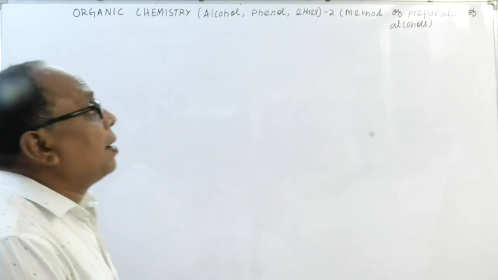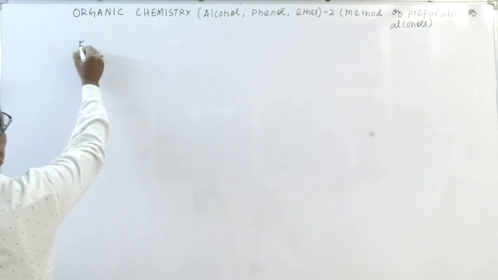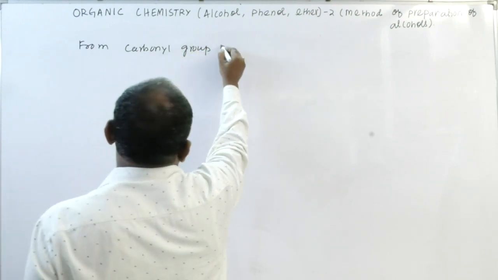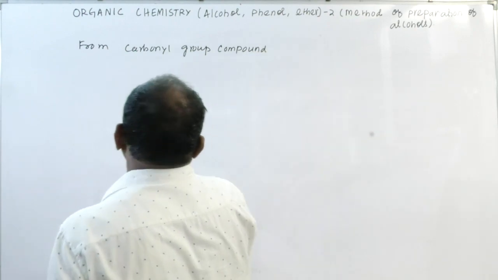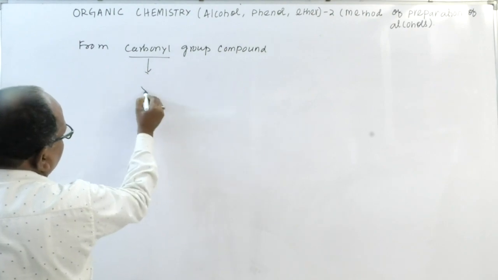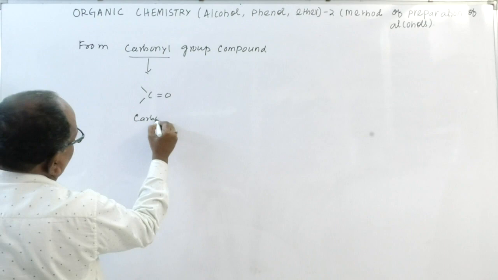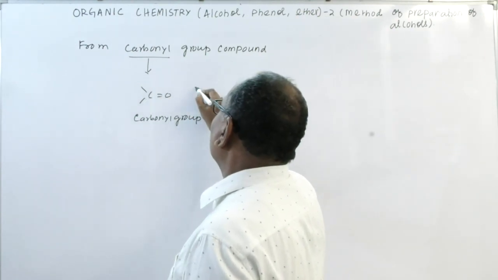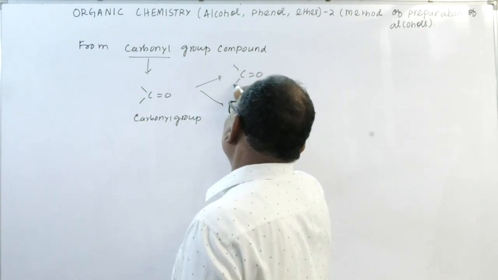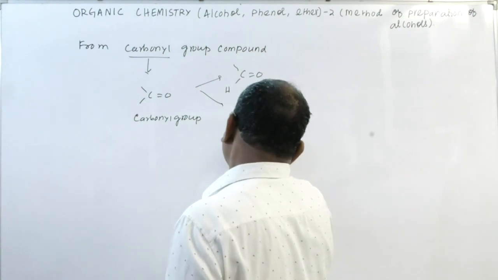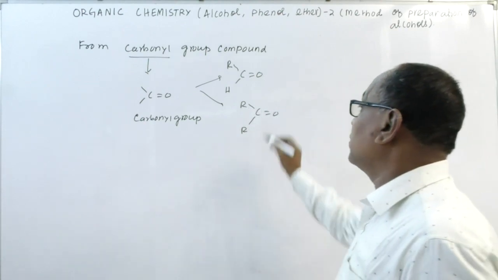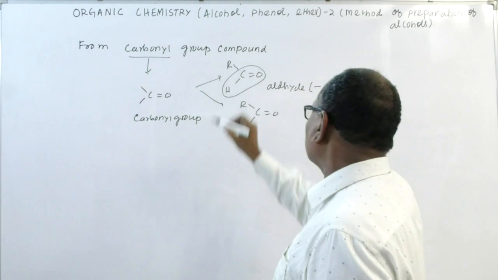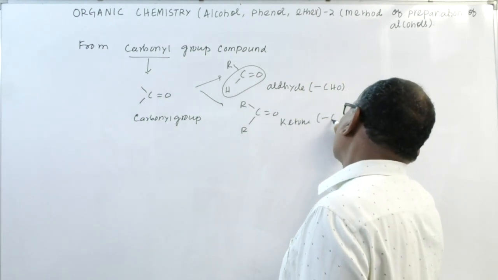Okay, students, today we will discuss the method of preparing alcohol from carbonyl group compounds. What is a carbonyl group? The carbonyl group means C double bond O. The carbonyl group means there are two compounds, one called aldehyde and another called ketone. Aldehyde has a CHO group, and ketone has a CO group.